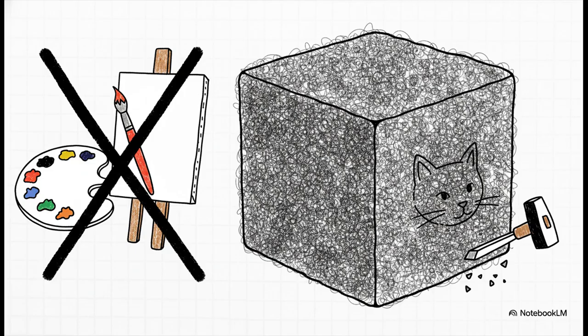So don't think of it as a painter with a blank canvas. That's not what's happening. Think of it more like a sculptor who starts with a big, messy block of marble, pure noise, basically. And the AI's job is to carefully chisel away all that noise, bit by bit, to reveal the image that's hidden inside. It's literally creating from chaos.